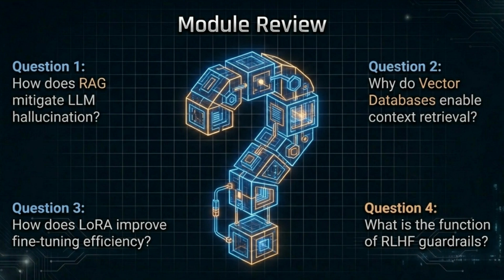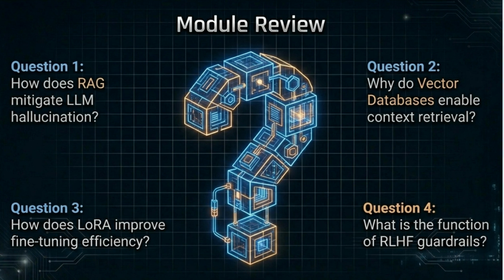Let's review. How does RAG mitigate hallucinations? Why do vector databases enable retrieval? How does LoRA improve efficiency? And what is the role of RLHF guardrails? Reflect on these to solidify your understanding.